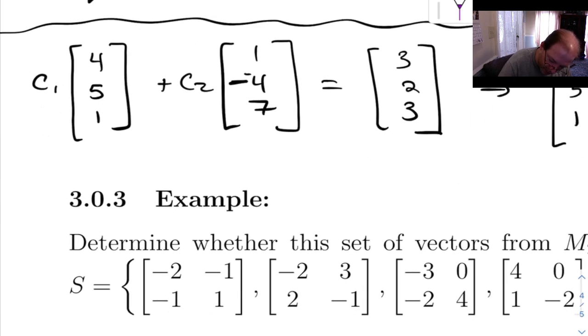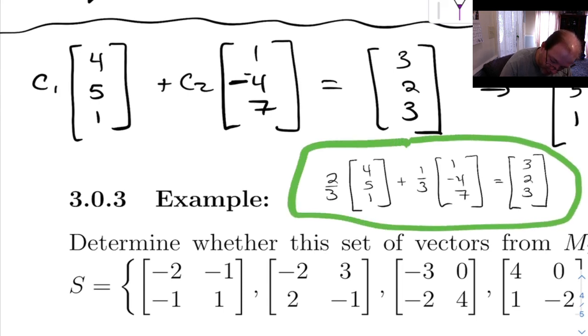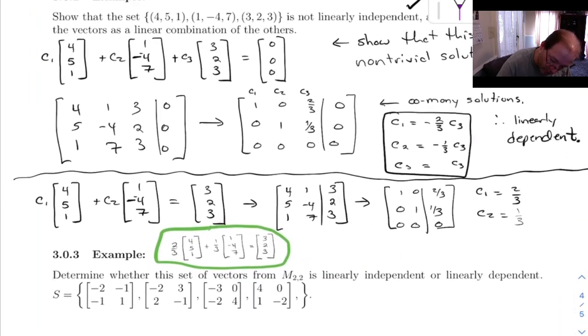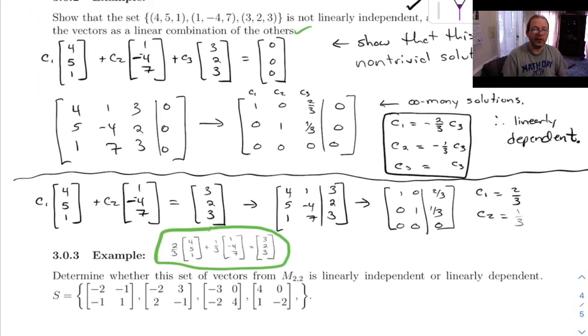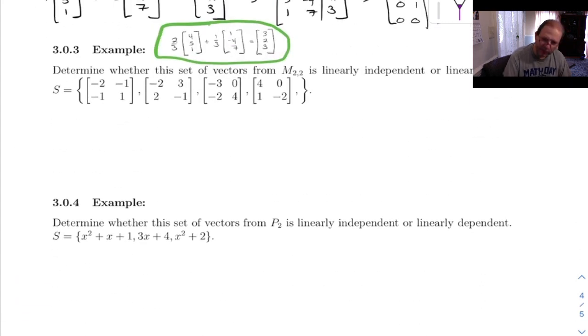So I can rewrite this as 2/3 of 4, 5, 1 plus 1/3 of 1, negative 4, 7 equals 3, 2, 3. That's kind of small and crammed in there, but this is the answer to the second part, where it says write one of the vectors as a linear combination of the others. Let's see, we've got 2 more examples. I'll put those in the next video.